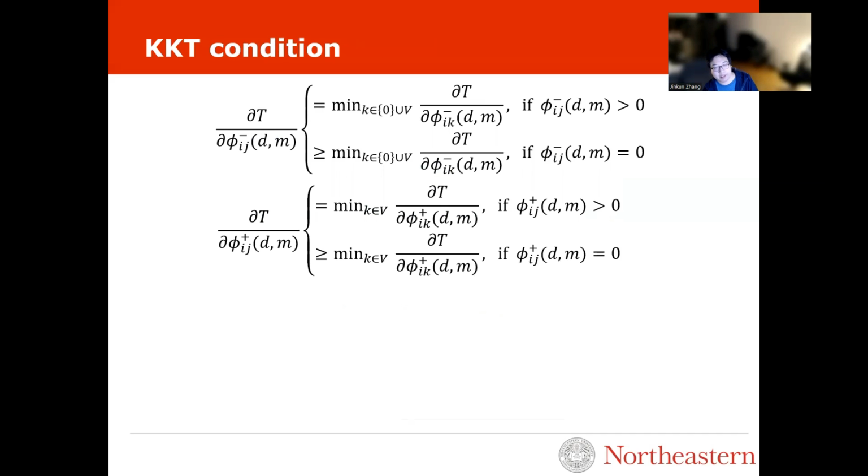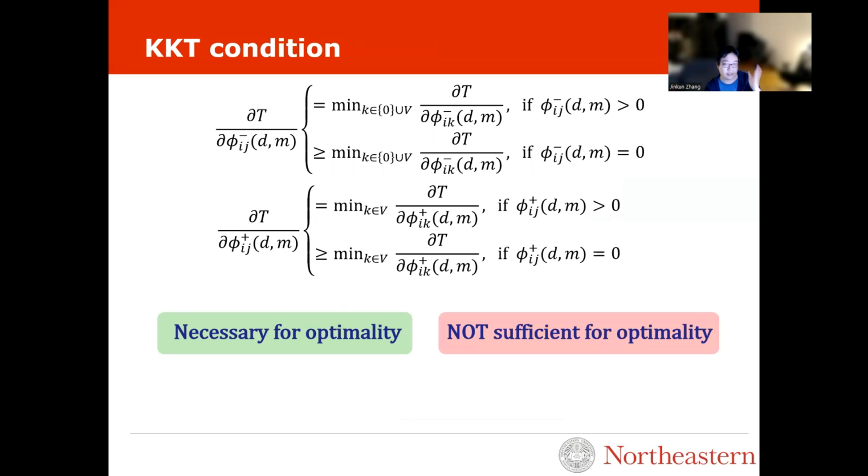Now we start with the KKT condition. This condition essentially says that for a link ij, the phi of this link can be positive only if it has the lowest partial derivative among all possible directions. This is a fairly simple condition. However, it is only a necessary condition.